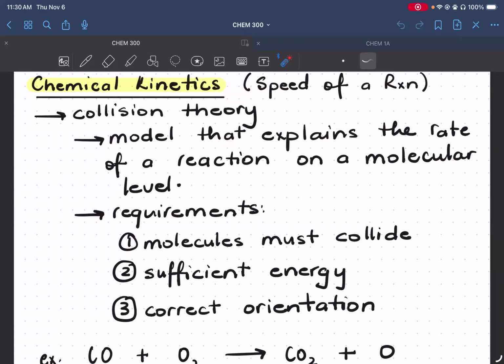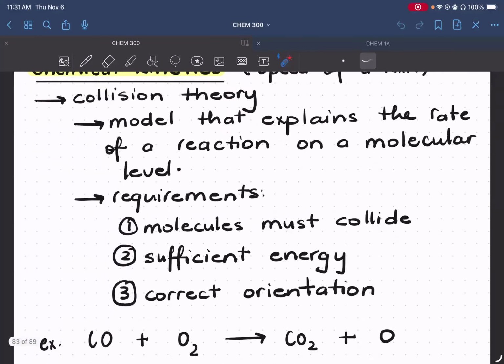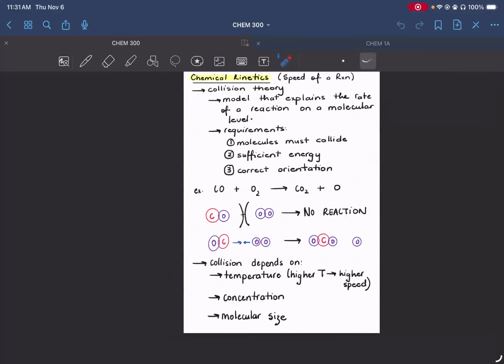It states that for a reaction to occur, the molecules must collide, the molecules must have sufficient energy, and the molecules must be in the correct orientation. But the actual frequency and rate of the collision depends on the temperature, the concentration, and the size of the molecules.